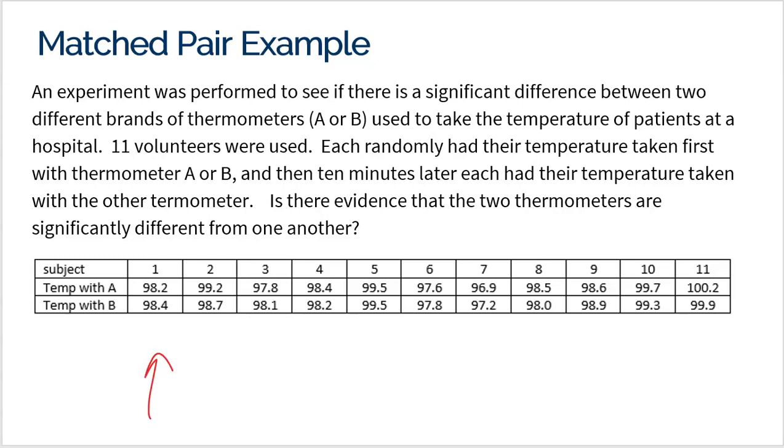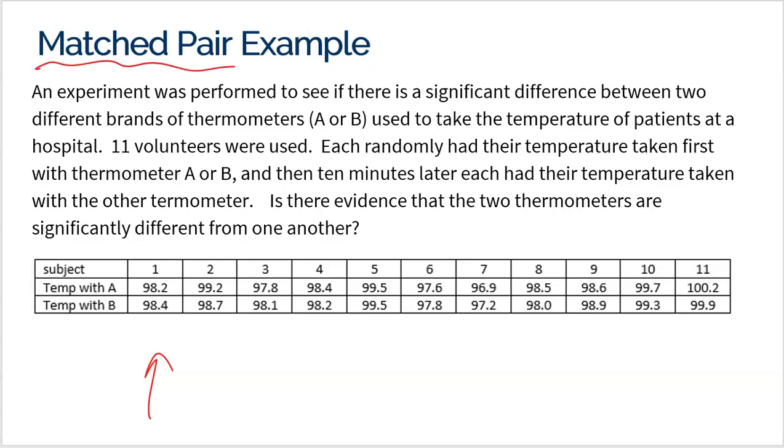So for example, volunteer 1 had a 98.2 temp and then a 98.4 temp. Now again, it looks like I have 2 samples. But if you read the problem, you realize no, I only have 1 sample. I measured twice. That's a sign of a matched pairs test.